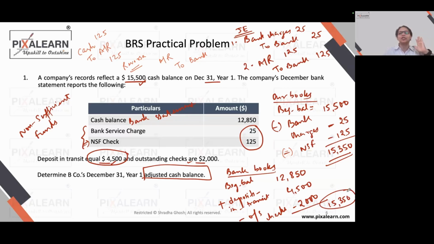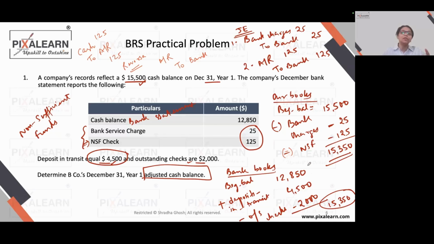My question to you guys is, can you understand that on 31st of December, the figure, the audited figure which will go in the balance sheet, is what? Can you tell me? In this example, what is the audited figure which will go to the balance sheet? Can anybody tell me? Yes? It is going to be 15,350 because these two entries I will pass in my books. And then I'll freeze it at 15,350.